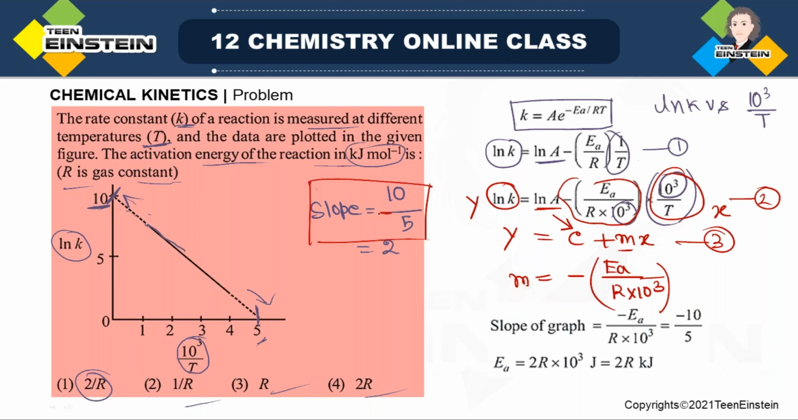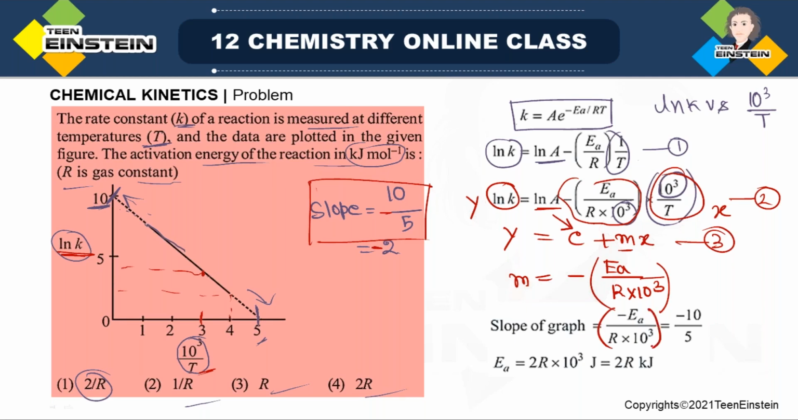Sorry, I forgot the negative sign, because it is a negative slope. When we increase temperature, the value of ln K decreases. See, when temperature is 3, the corresponding value of ln K is somewhere here. When temperature is 4, the value is somewhere here. That means when you increase temperature, ln K decreases. That is why it is a negative slope.